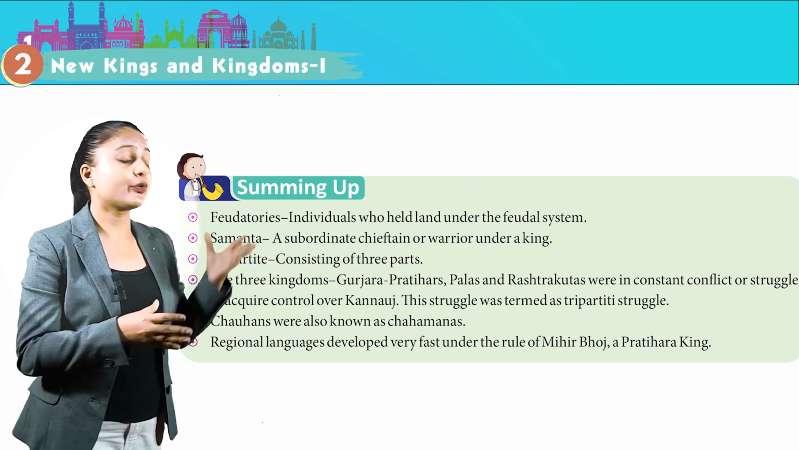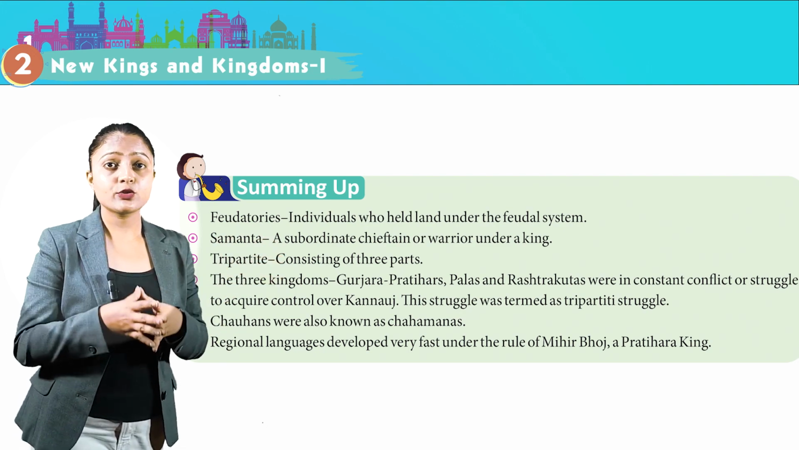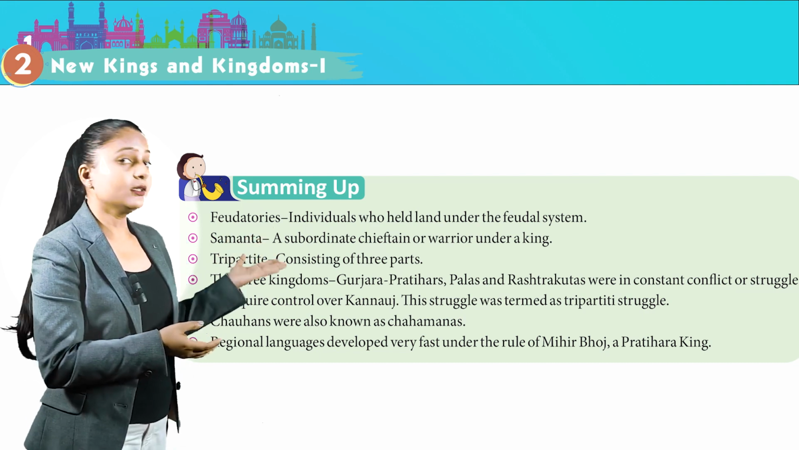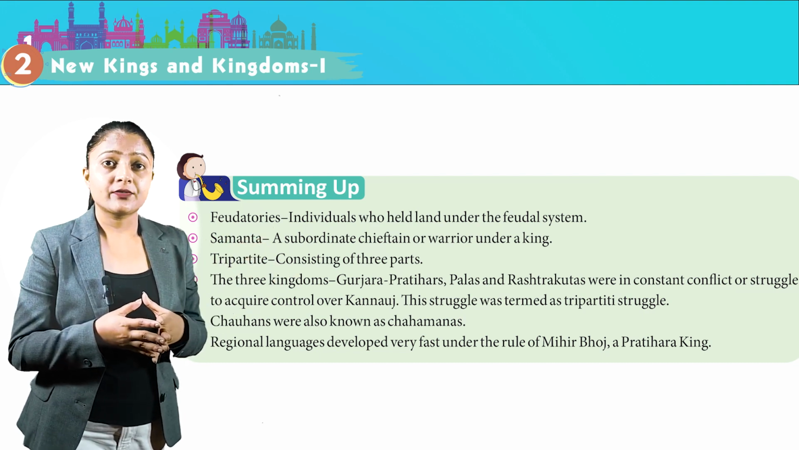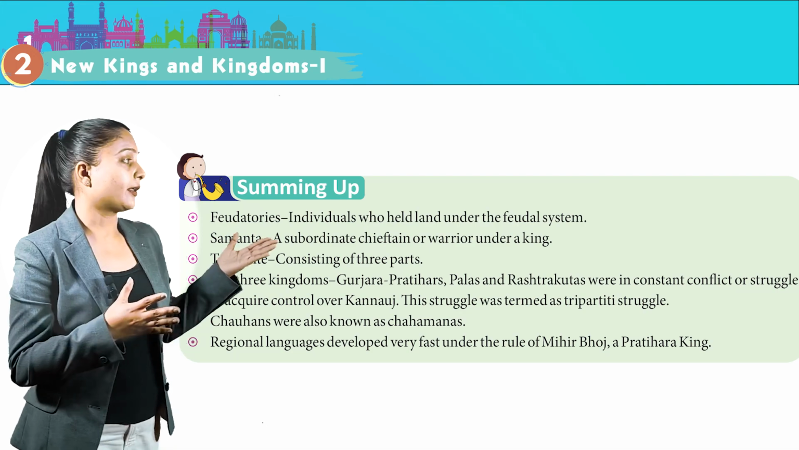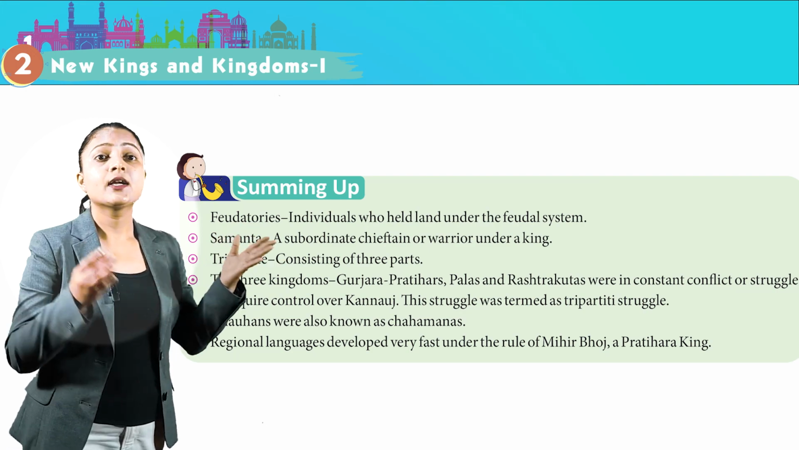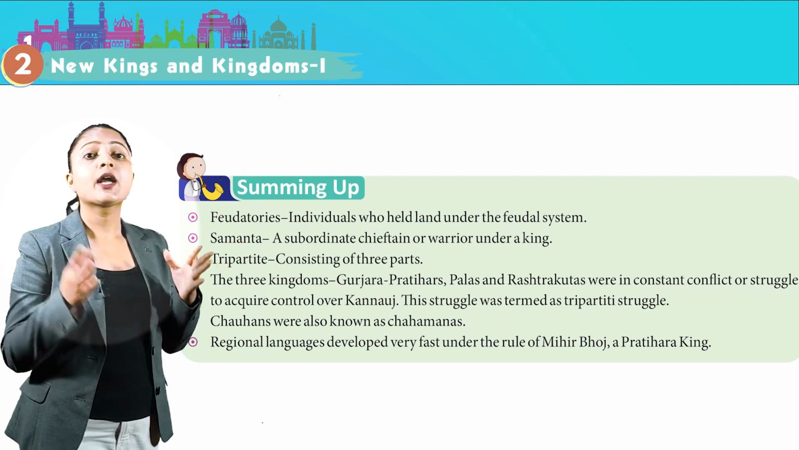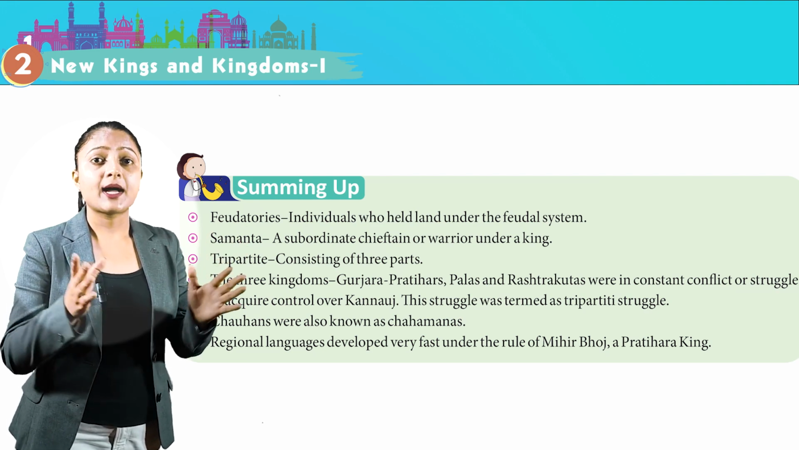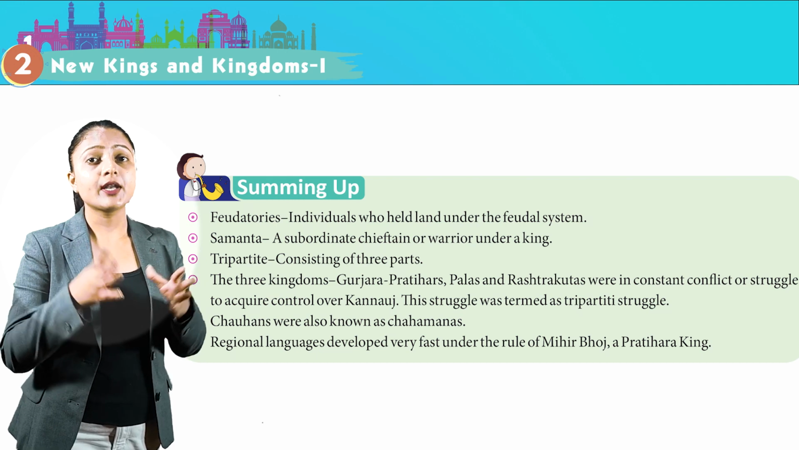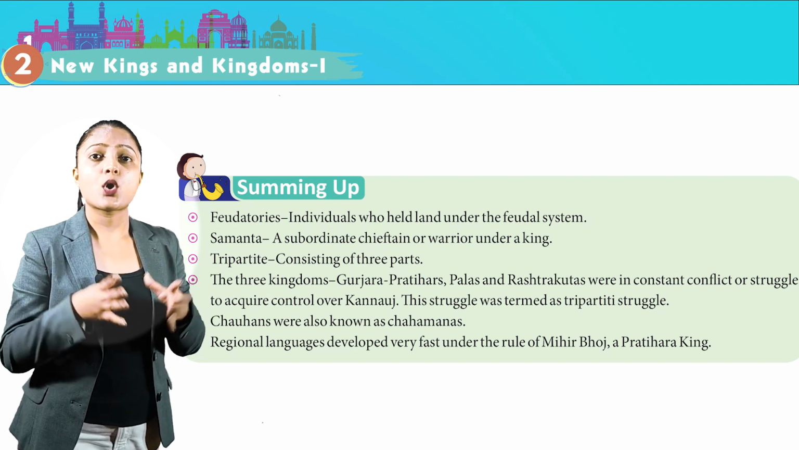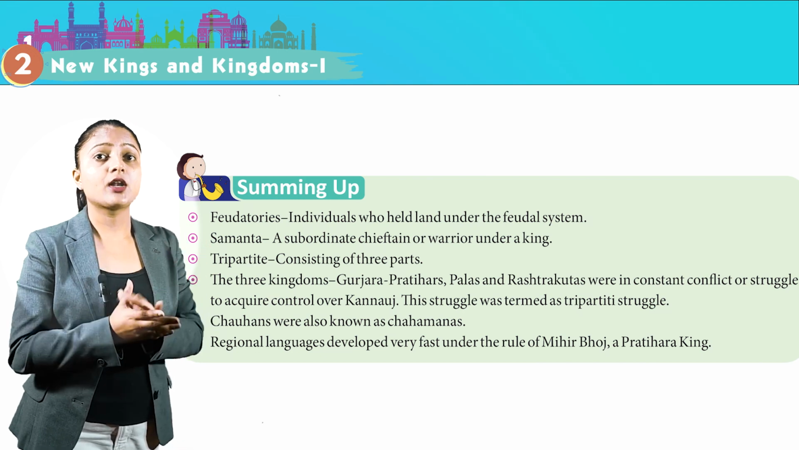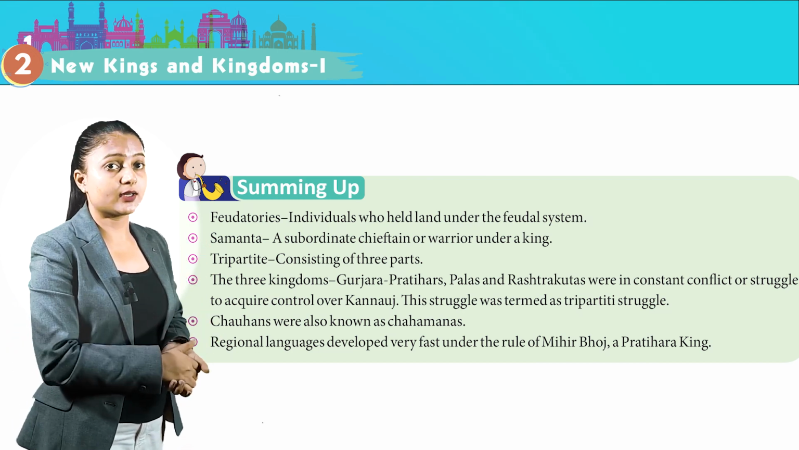Summing up, feudatories, individuals who held land under the feudal system. Samant, a subordinate chieftain or warrior under a king. Tripartite, consisting of three parts, the three kingdoms. Gurjaras, Pratiharas, Palas, and Rashtrakutas were constantly in conflict or struggle to acquire control over Kannauj. This struggle was termed as tripartite struggle.